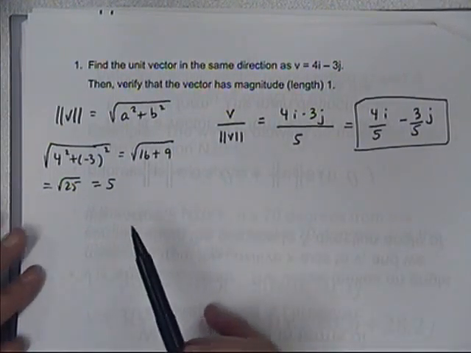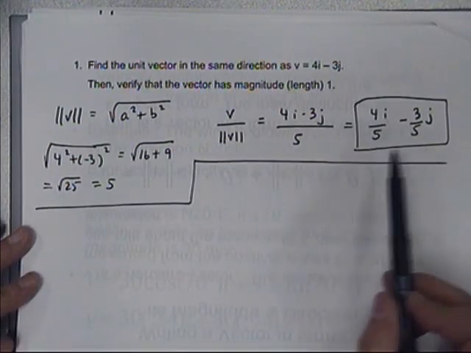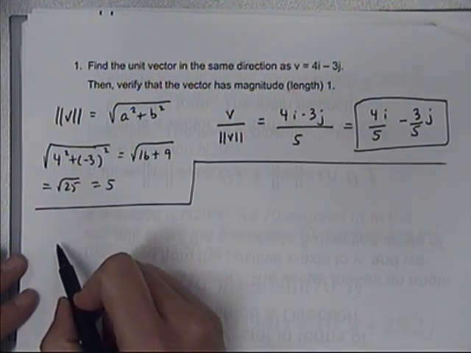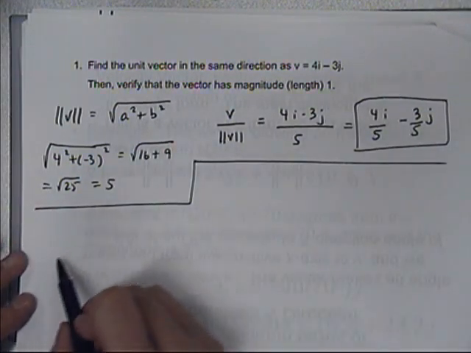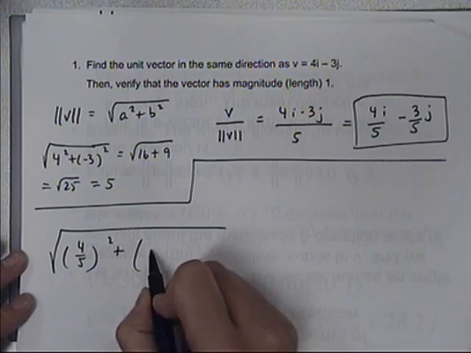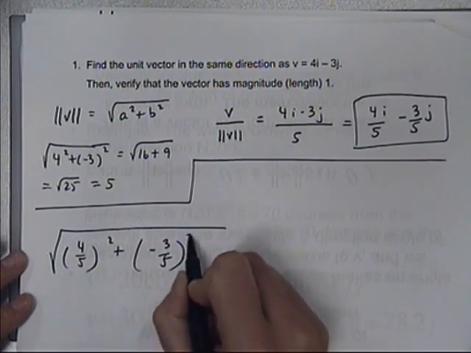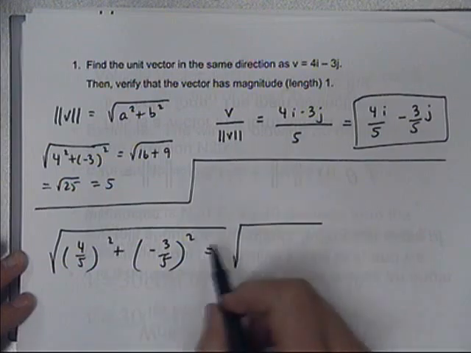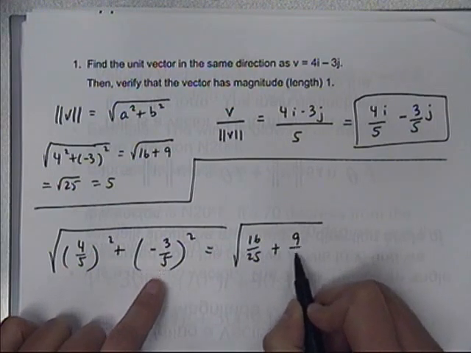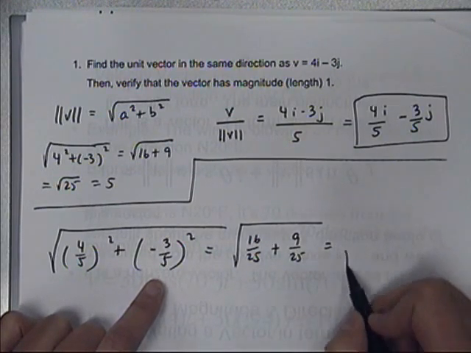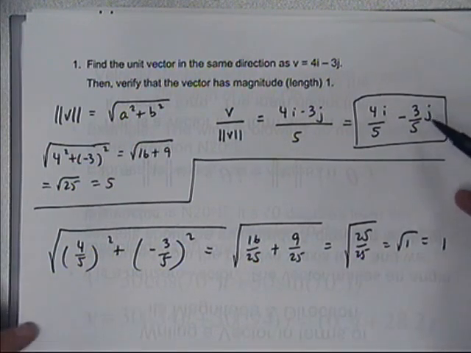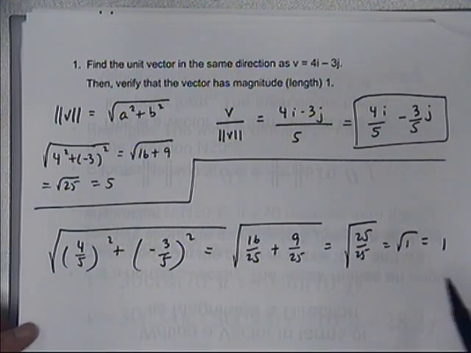Now sometimes they want you to verify that the answer actually has a length of 1. So we simply take this vector and we find the length of it. There's not really a name for it, so I'll just say the square root of the horizontal component squared plus the vertical component squared underneath the radical. So 4 squared is 16, 5 squared is 25, plus negative 3 squared is 9, 5 squared is 25. If you add them together, that gives you 25/25, which is just 1. So yes, indeed, this vector that we found is a unit vector because its length is 1.